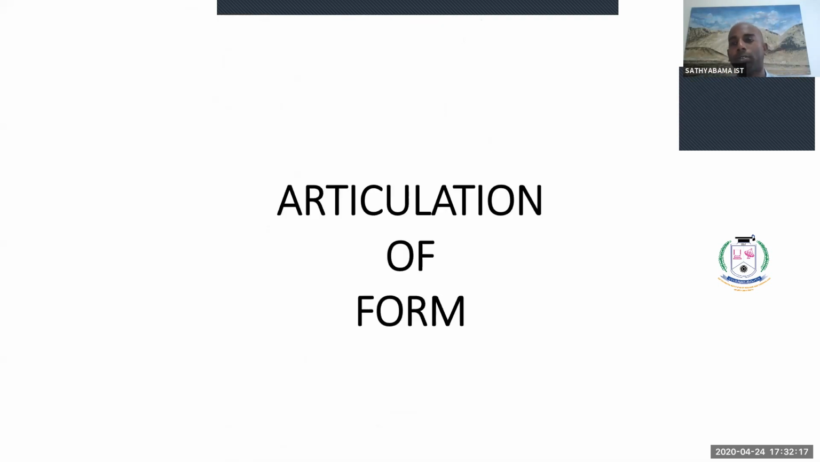Now we move on to another topic. It's called articulation of form. Articulation is something we've spoken about in the past. Articulation basically means to express, right? So how do you express form? You express it by its elements, which are basically the point, line, and plane, right?